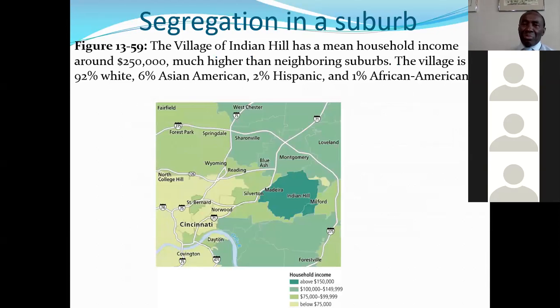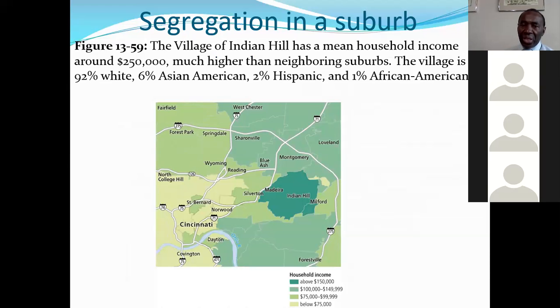This is segregation by social class, socioeconomic status. This is Indian Hill, somewhere I think in Ohio. Notice here, people make over $150,000, but they are a distance away from Cincinnati, where people make below $75,000. But they are not too far away from places where people make about $100,000 to $149,000. So the very poor live a distance away from the very rich.